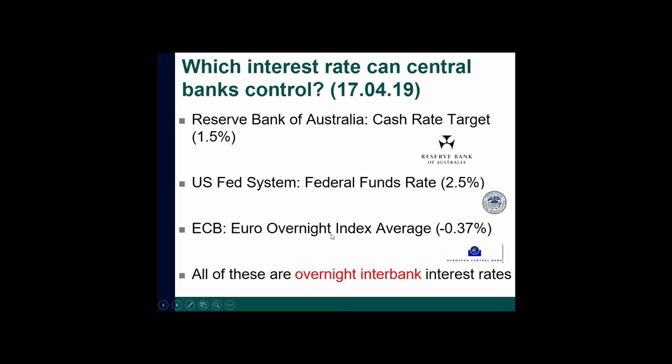And in Europe, it's a little bit trickier. The best equivalent to these interest rates in Europe is the so-called EONIA, Euro Overnight Index Average. And currently that is negative 0.37%.